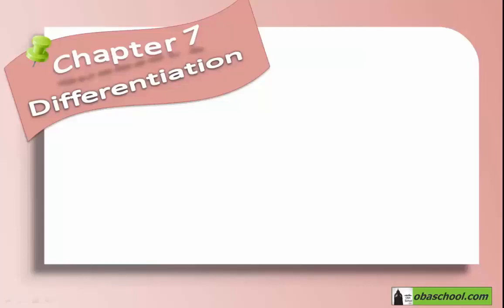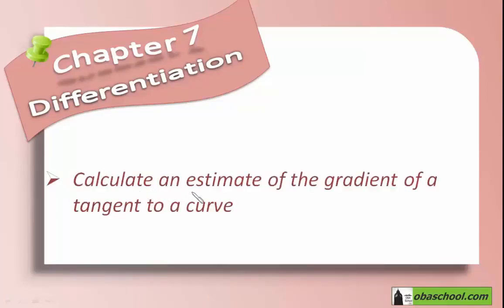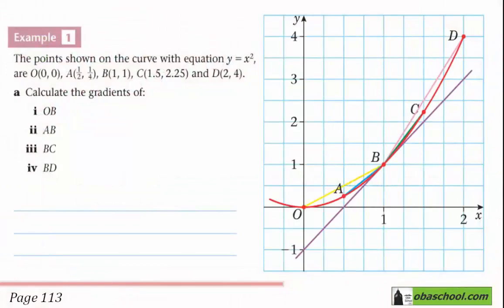In the second tutorial of this chapter, we are going to continue with the same objective, that is to calculate an estimate of the gradient of a tangent to a curve. For this purpose, we are going to example 1, page 113.